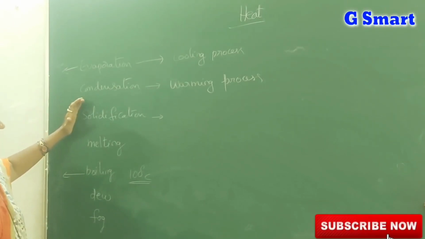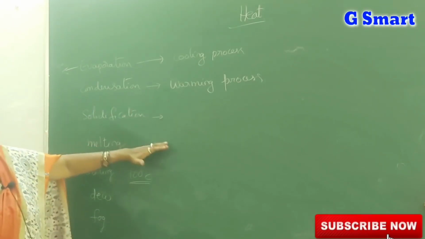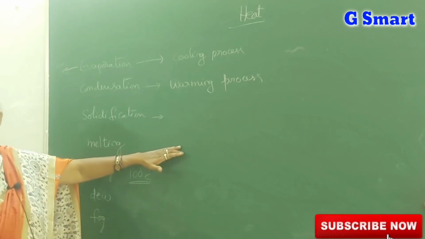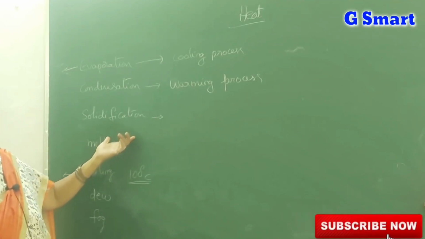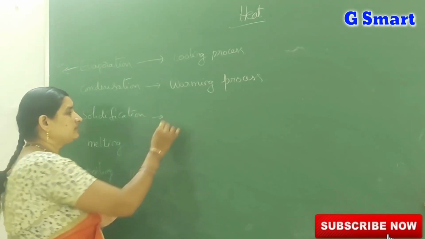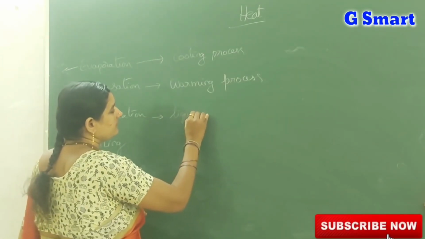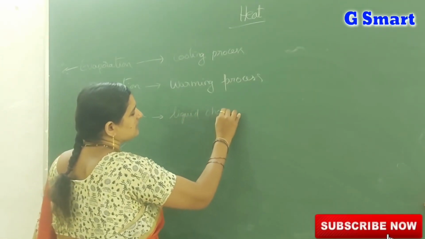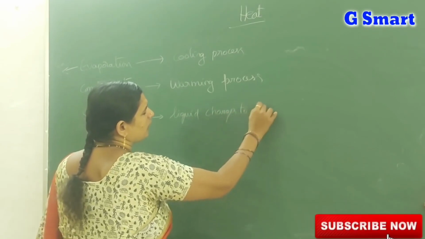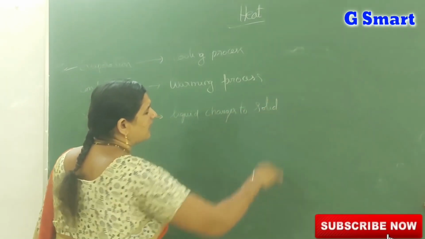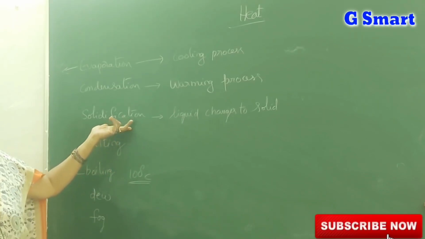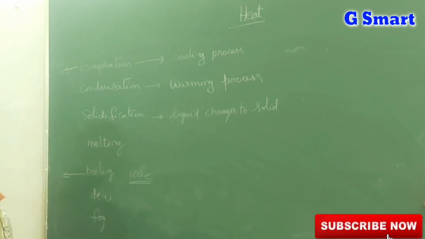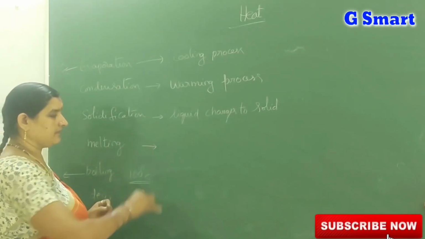Next, solidification. Solidification means liquid changes its state to solid. Here also it loses some energy and becomes solid. Liquid changes to solid. Water loses its energy and becomes ice. This is called solidification.